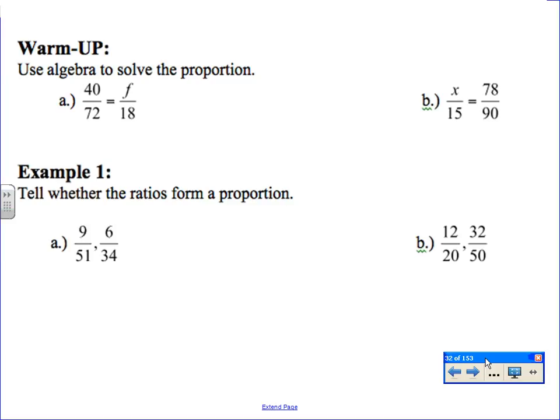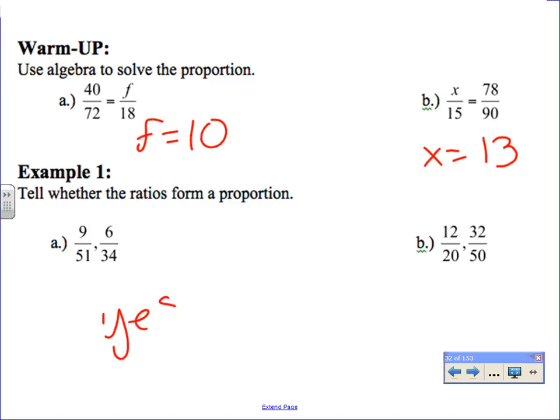Okay, David, on the warm-up, what did you get for letter A? Good job. Greta, for the warm-up, letter B? Great job. Let's see. Abigail, for example 1, what did you get for letter A? Yes. Good. Do you know what they each simplify to? If not, that's okay. Did anyone simplify them? I know I didn't tell you to do that. Greta? Say that again?